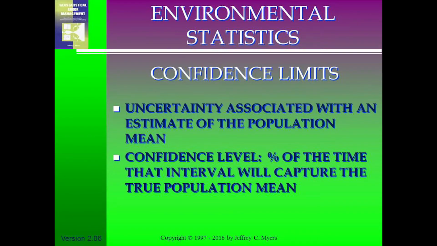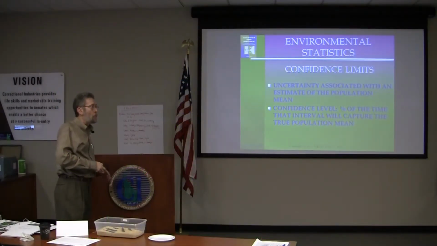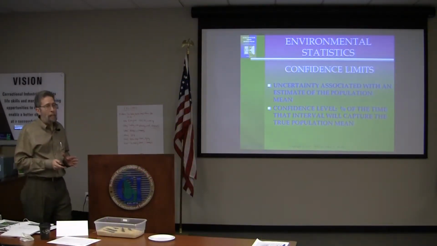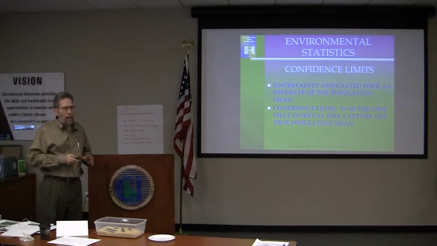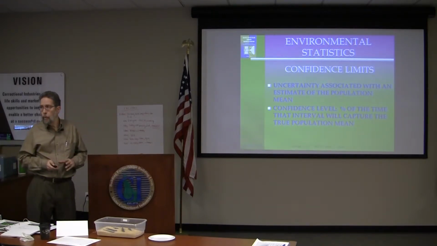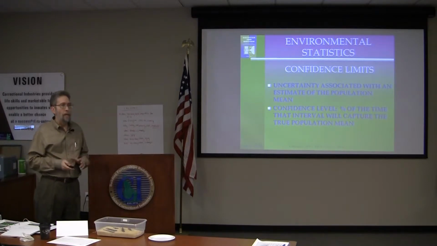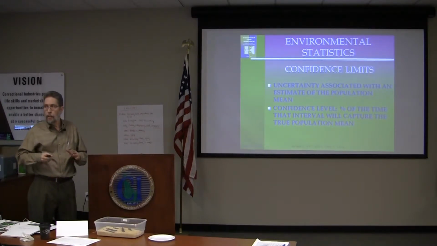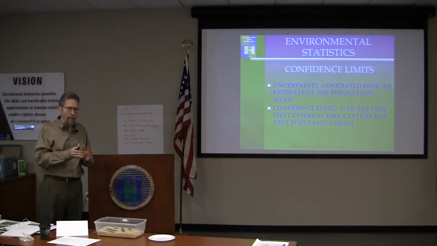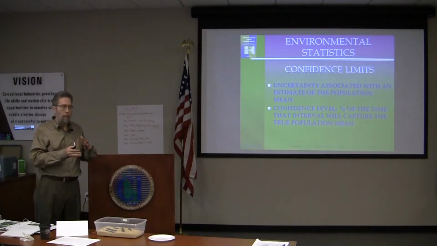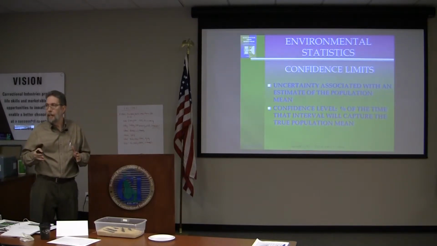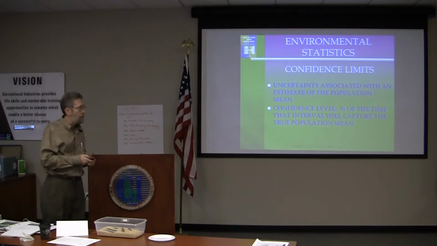Confidence limits, we won't talk a lot about this, but basically when we say we've got a mean for the population, we want to say, okay, we know there's uncertainty around the mean. How do we develop a confidence interval around the mean? A confidence interval just says, we had an average of 100, but it could be between 90 and 110 with a certain level of confidence.